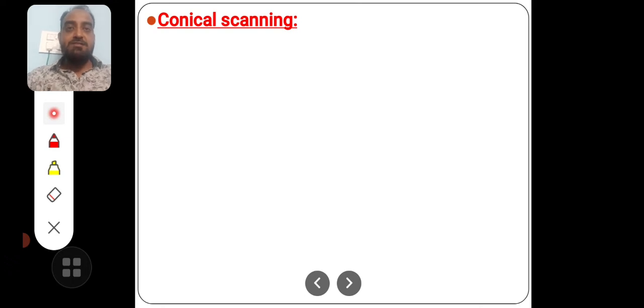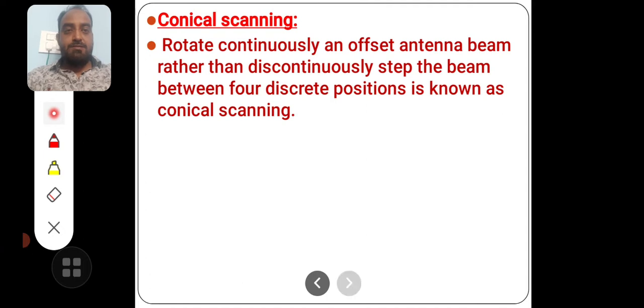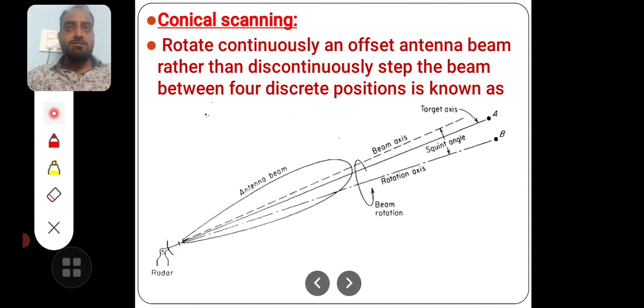The topic of this lecture is conical scan. There are three methods to generate the error signal in tracking radar: sequential lobing, conical scan, and monopulse. The second one is conical scan.